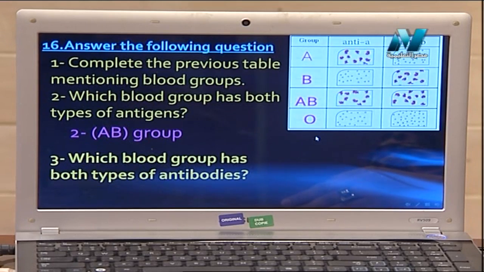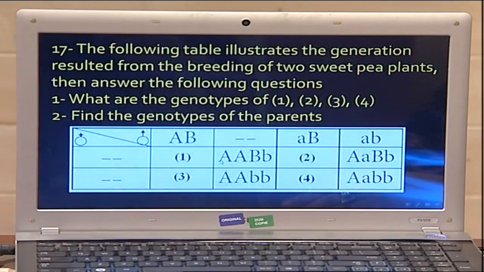Which blood group has both types of antigen? Of course, containing two antigens here, blood group AB, which contains antigen A and antigen B. Which blood group has both types of antibody? All groups. Last question. The following table illustrates the generation resulting from breeding of two sweet pea plants.